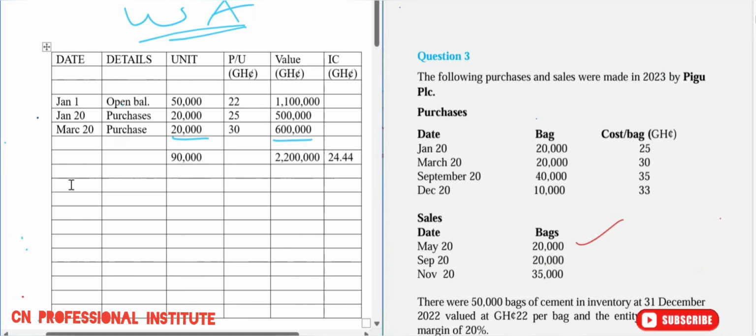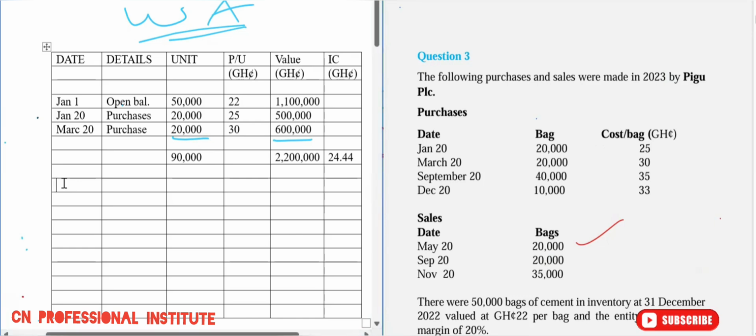So you just have to understand what we are doing, and then you'll be fine. Okay, so let me pick my calculator and confirm again. So 1100 plus my 500 plus my 600, right? Then I'll divide this by my 90. So I have 24.44. Okay, so that'll be the issue.